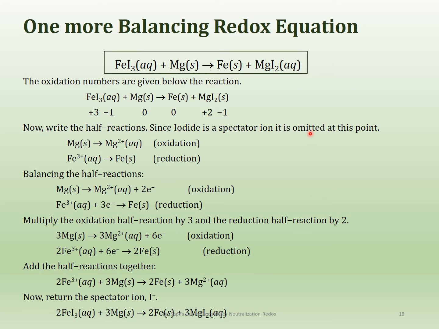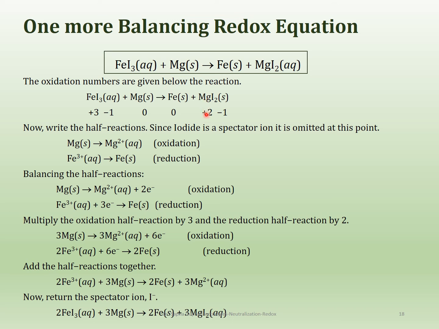Here is another example of balancing a redox equation. So you figure out the oxidation numbers of each of these elements. Here we have iron 3 iodide and magnesium to give iron and magnesium iodide. Iron here is +3 because you have 3 iodide ions over here, and the iodide ion, each of them is -1. That is how iron is +3. Magnesium here to begin with is 0. Iron here at the end is 0 because it is just an element.